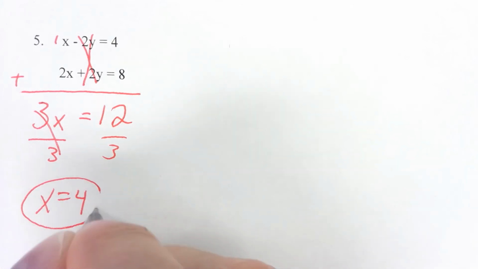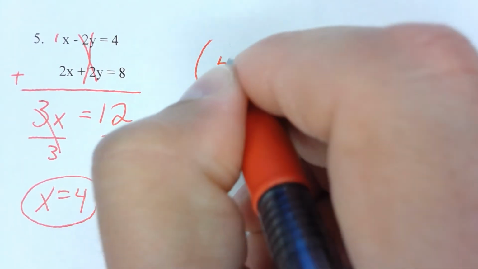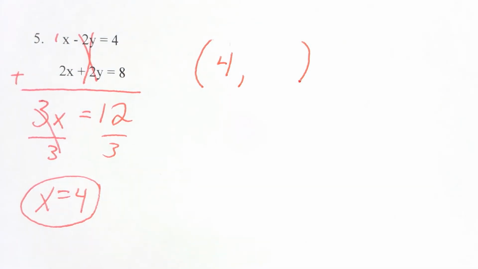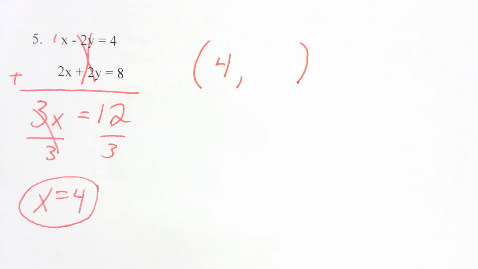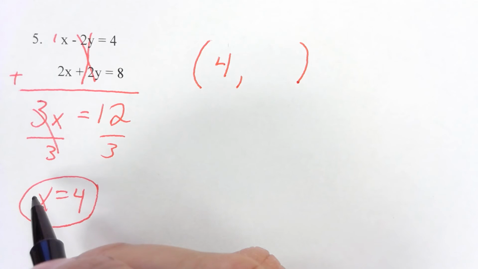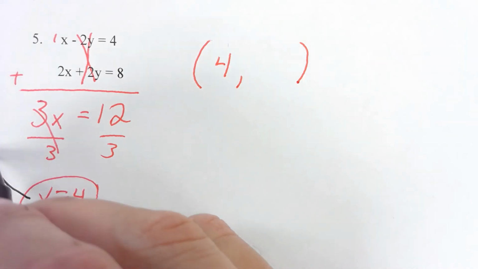So I know my x is 4. So let's put that. X is 4. All right, let's sub this back in. Take this x, put it into any one you want. Let's go into the top.